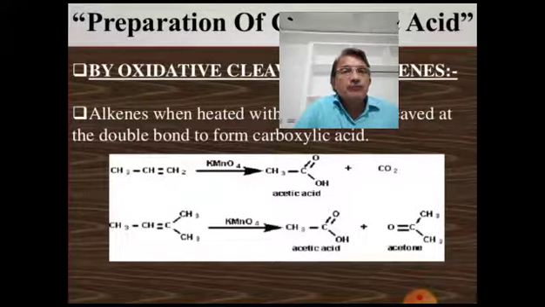Similarly, 2-methylbutene on oxidation in the presence of KMnO4 gives acetic acid and acetone. So acetic acid can be obtained by the oxidation of 2-methylbutene.